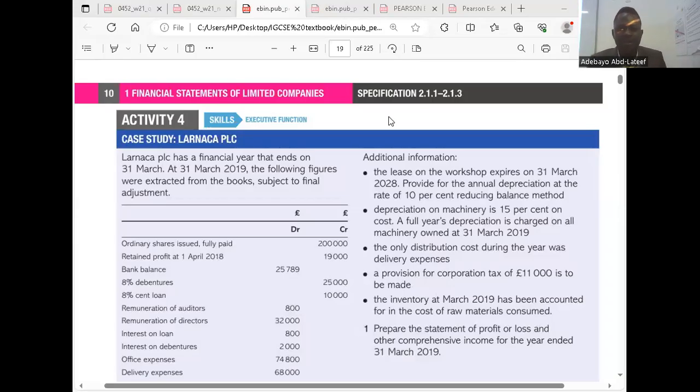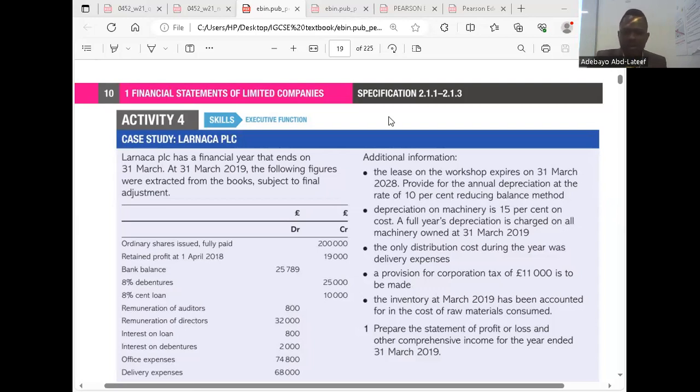Morning. So we have activity 4, financial statements of limited companies, accounting for the A levels. The question is saying Lamaka PLC has a financial year that ends on 31 March. At 31 March 2019, the following figures were extracted from the books, subject to final adjustments. So we have the adjustment based on the additional information.